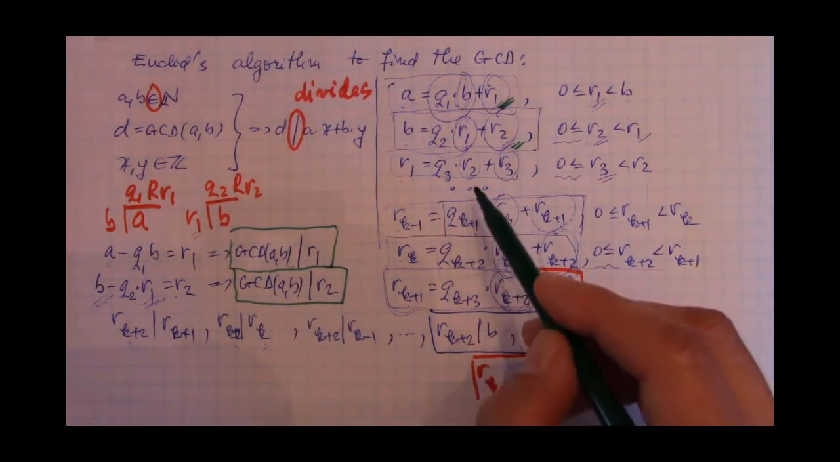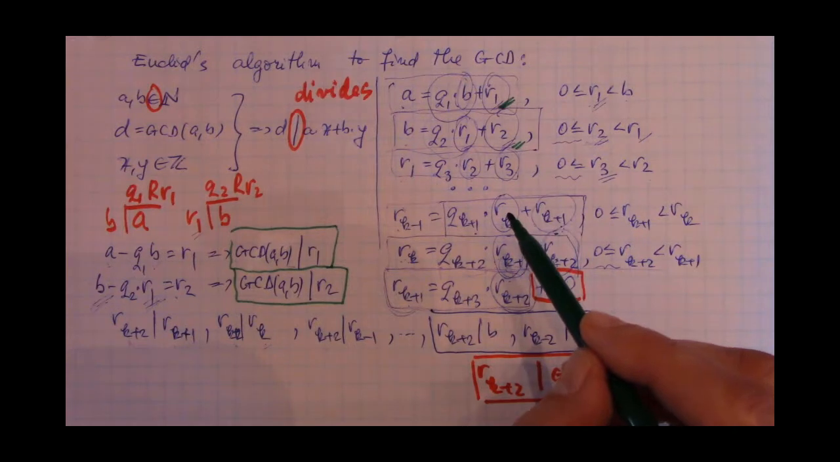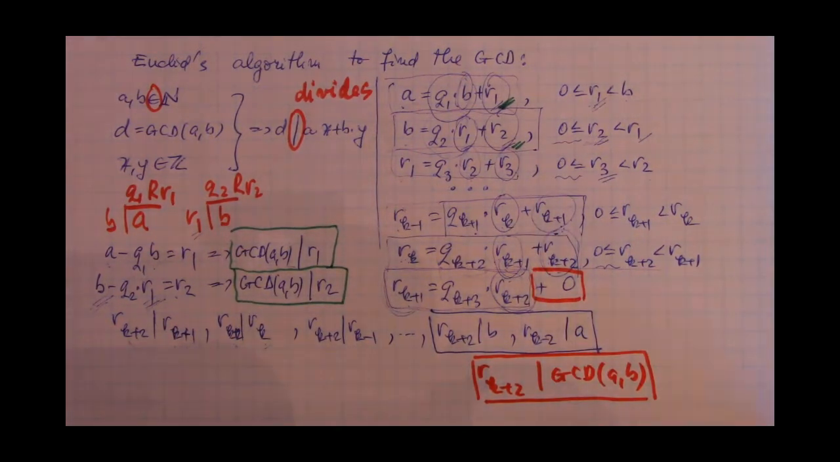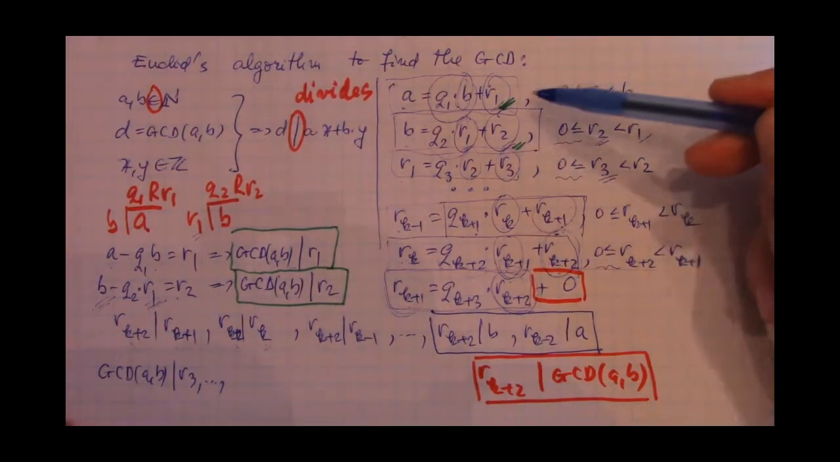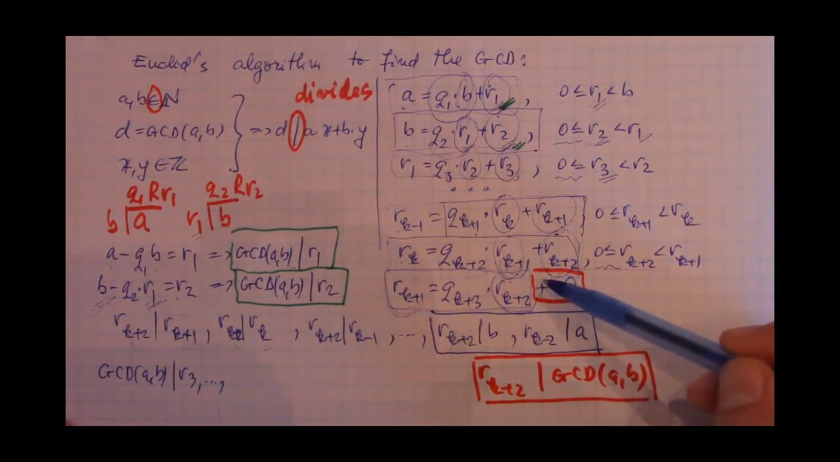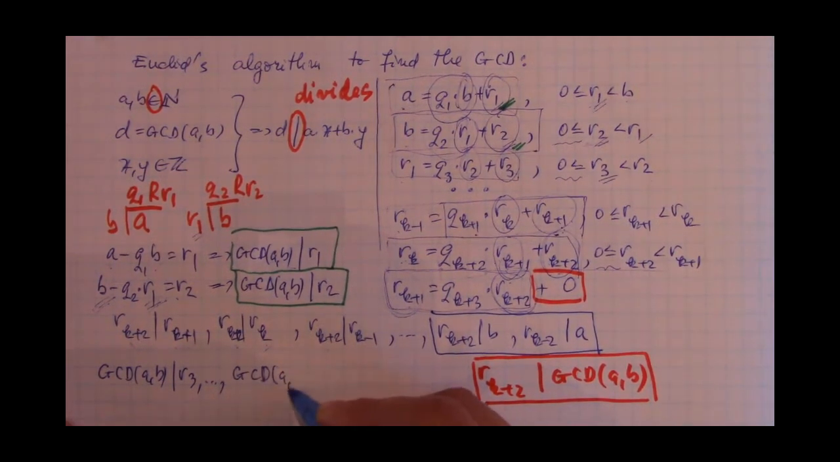Guess what will happen if we do the exact same process for the third division here? We are going to figure out that the GCD of a and b will also divide r3 and so on and so forth, and eventually it will divide all these remainders, and so we are going to figure out that the GCD of a and b divides the last remainder that's not 0, r_{k+2}. Very, very nice.